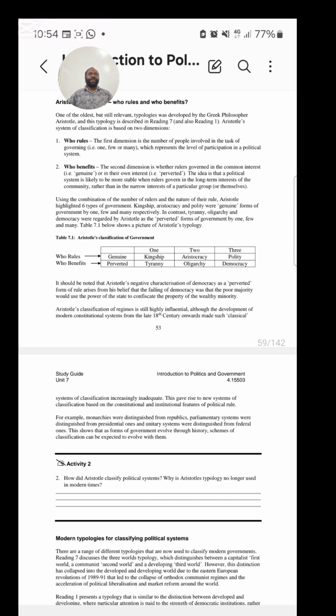Okay? Now, that dimension of who rules and who benefits, over the years, has been classified through all lenses. Okay? Looking into the relationship between the executive and the legislature, the presidential and the Congress, or even the types of countries that existed. But at the heart of the types of classification, there exist these two dimensions: who rules and who benefits.